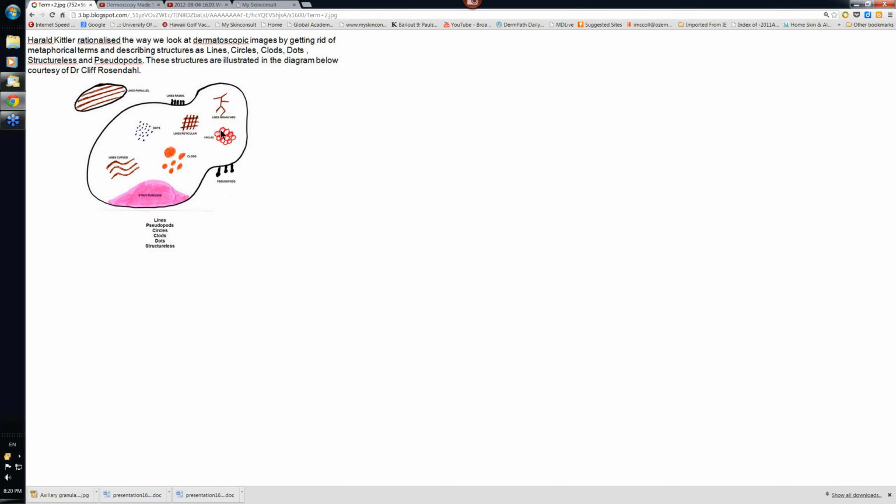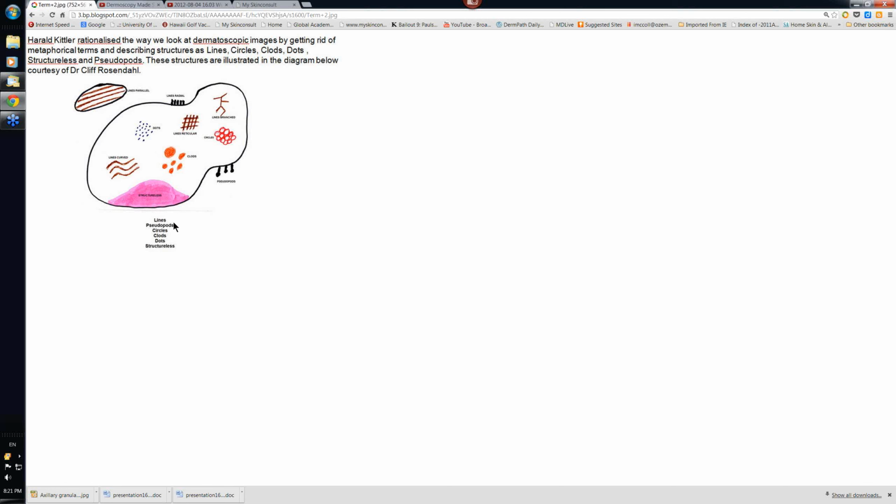Circles, if they're joined up like that, it's almost the same as a reticular network, but many circles aren't joined up like that. And there's different colors of circles, gray circles, white circles. Pseudopods, again, these are usually dot-like extensions with a base connected to the rest of the reticular network. They generally represent rapidly growing cell nests, so they're particularly seen in melanomas, but they can also be seen in Spitz nevi.